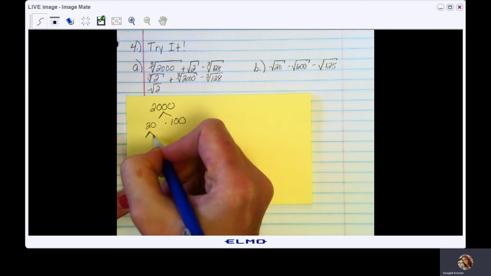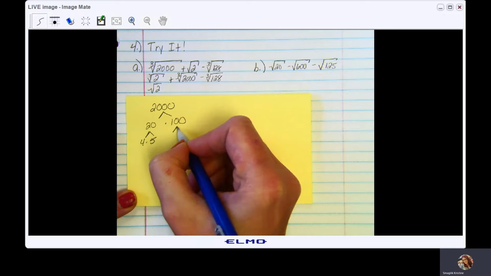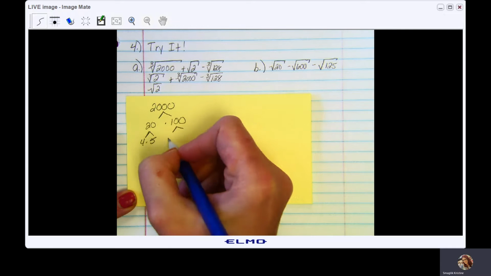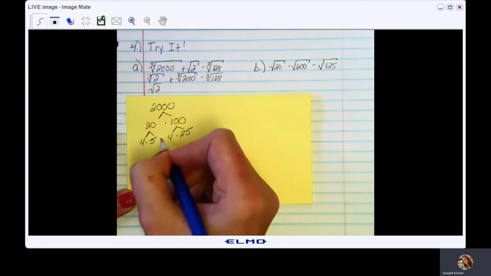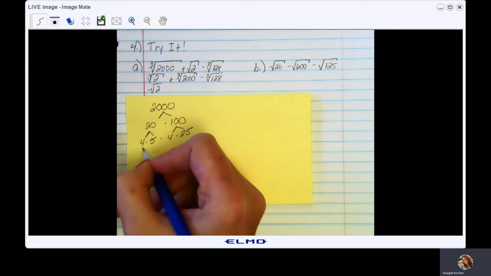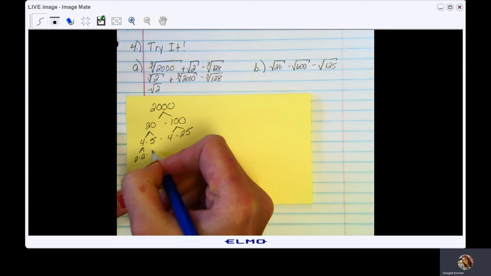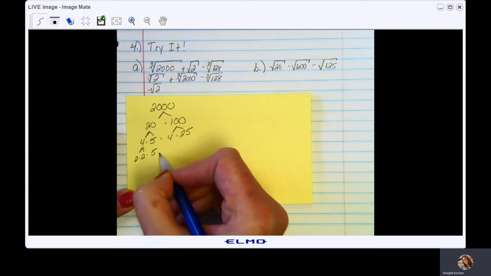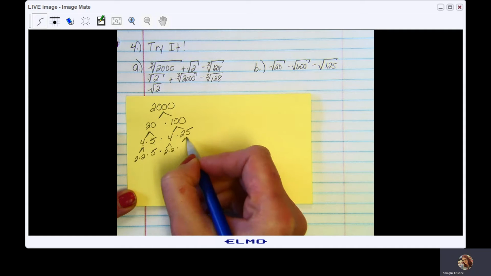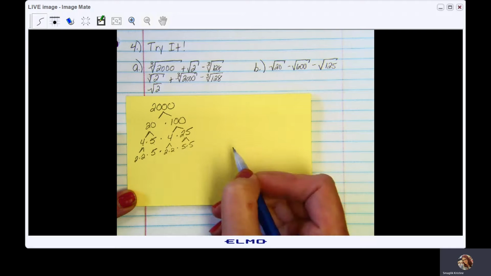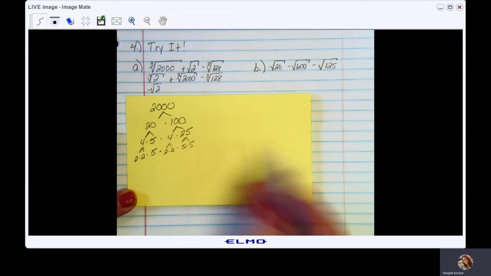20 is 4 times 5. 100, let's do 4 times 25. You could do 10 times 10, that's fine. Again, just keep factoring it out. So now 4 is 2 times 2. I can't factor that 5 anymore, so that's just 5. 4 is 2 times 2. 25 is 5 times 5. Okay, so I am factored all the way out. I cannot factor this anymore.